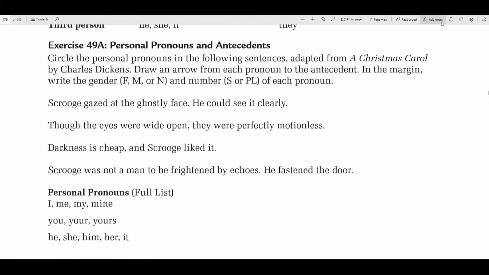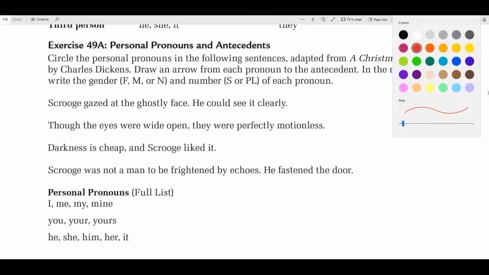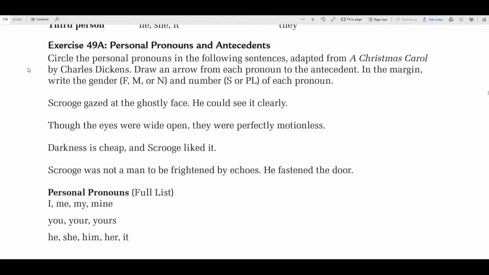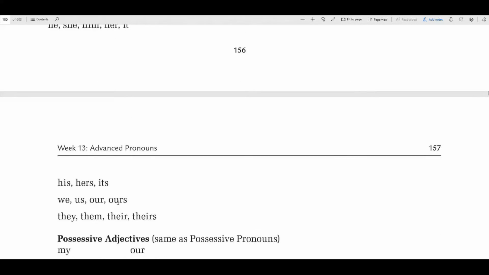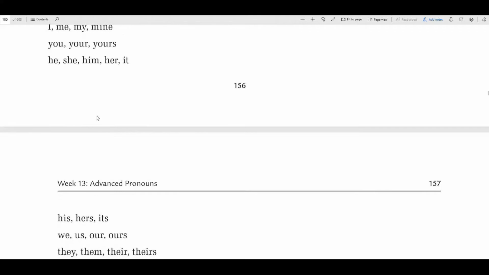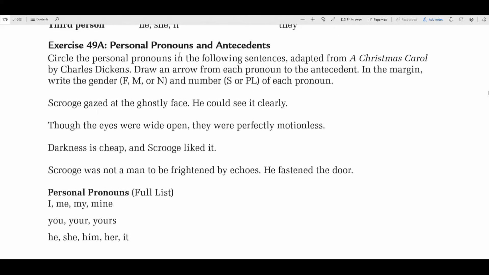So on exercise 49A, let me get all my stuff ready here. Alright, so you're going to circle the personal pronouns, and here's the full list here and a few over here. The full list of personal pronouns. Okay, so you're going to circle the personal pronouns in these sentences taken from A Christmas Carol by Charles Dickens. And then you're going to draw an arrow from each pronoun to its antecedent, which word it's taking the place of. In the margin, either here or out here, you're going to write F, M, or N for the gender, and the number, singular or plural. Okay? So let's do this.